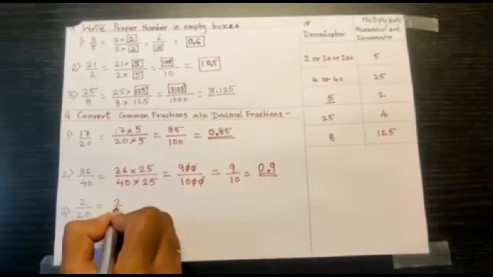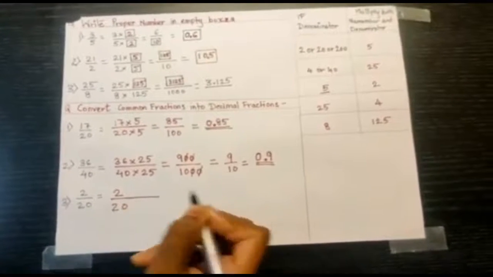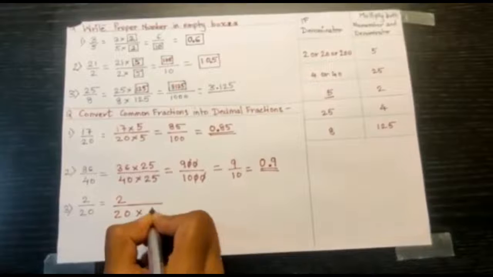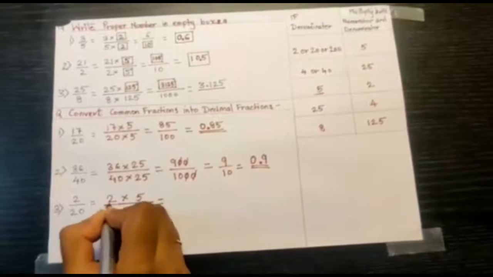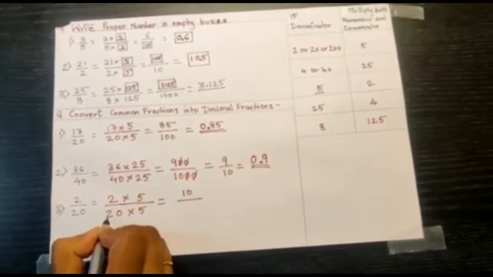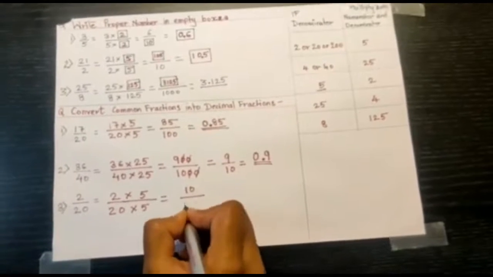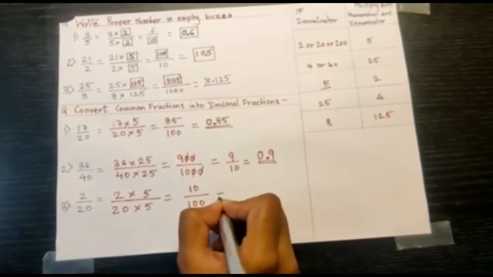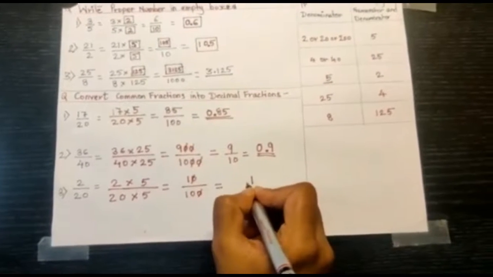Now let us do a very simple one. Okay? 2 divided by 20. If the number is 20, we will multiply it by 5. So 2 into 5 is 10. Then over here 20 into 5 is how much, children? 100. Correct? So the zeros cancel. So now 0.1.